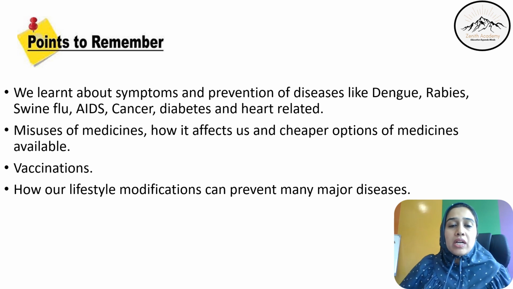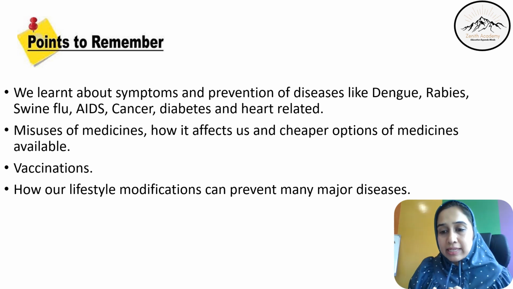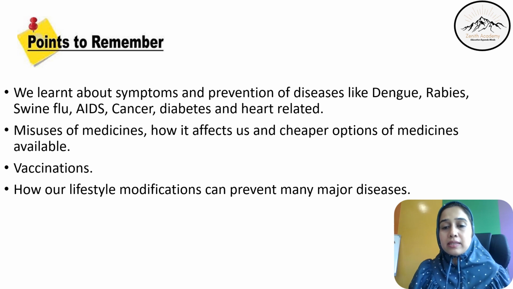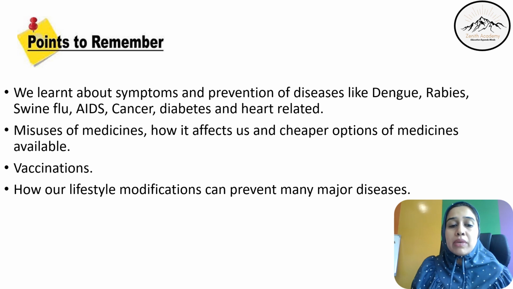Next, we learned about symptoms and prevention of diseases and causative agents, like which bacteria or viruses are responsible for causing diseases like dengue, rabies, swine flu, AIDS, cancer, diabetes, everything. We have covered all these diseases and also heart related diseases. Then lifestyle related diseases. Also, we learned the misuses of medicines, how it affects us, and which cheaper options of medicines are available in today's time.